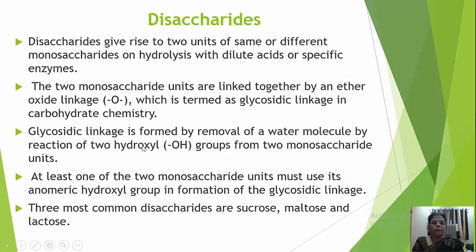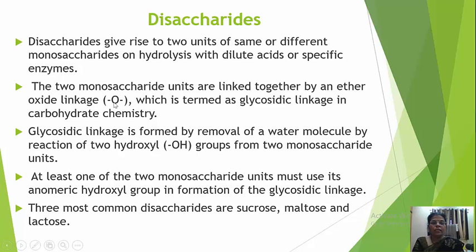Now we are going to see the next carbohydrate, disaccharides. Disaccharides on hydrolysis give 2 units of the same or different monosaccharides. Disaccharides give rise to 2 units of the same or different monosaccharides on hydrolysis with dilute acids or specific enzymes. The 2 monosaccharide units are linked together by an ether oxide linkage, that is, O linkage.